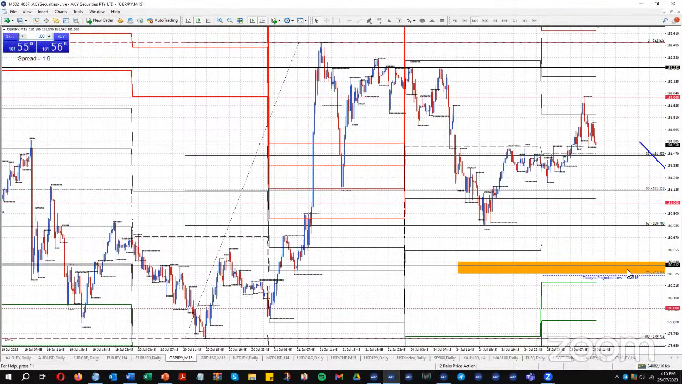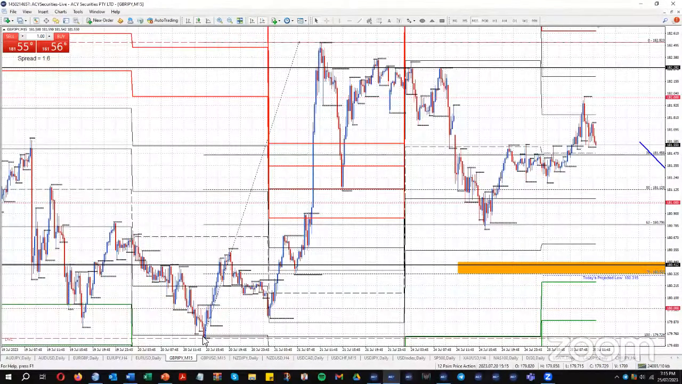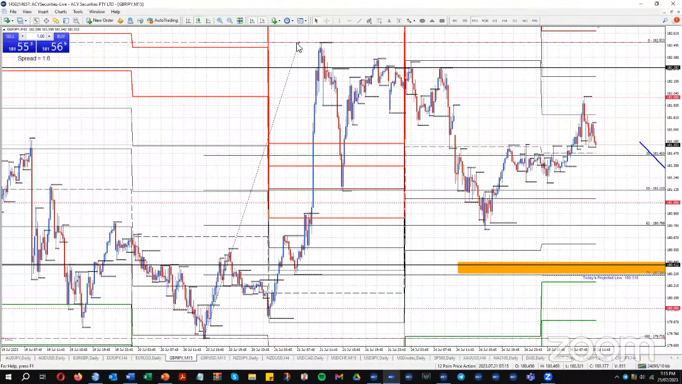So I'm watching this area down here. And I'm just going to monitor to see if it can get down there. If it doesn't, I probably won't be doing anything, but that's fine. I'm always looking for the best levels that the market could present.